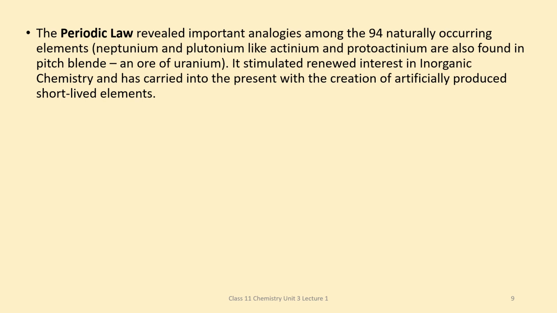The periodic law revealed analogies among the 94 naturally occurring elements. Neodymium and plutonium, like actinium and protoactinium, are also found in an ore of uranium. It stimulated renewed interest in inorganic chemistry and has carried into the present with the creation of artificially produced short-lived elements.